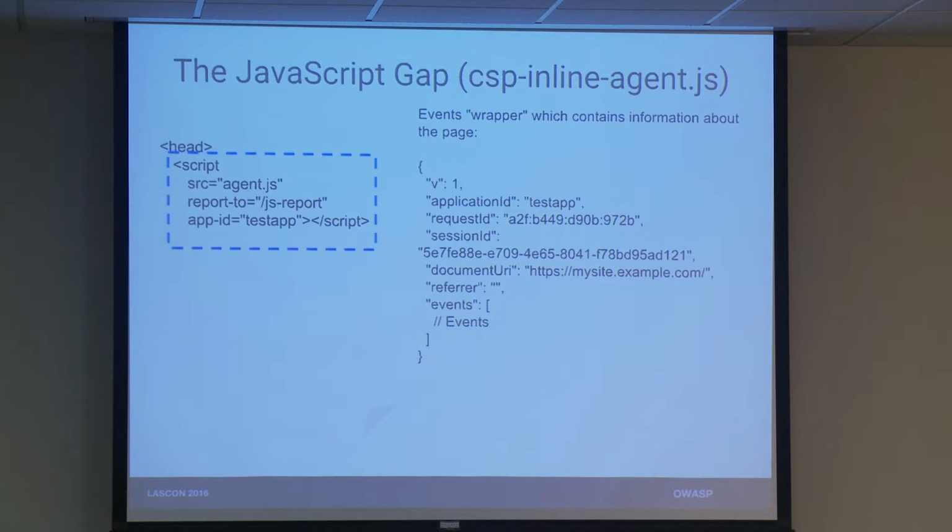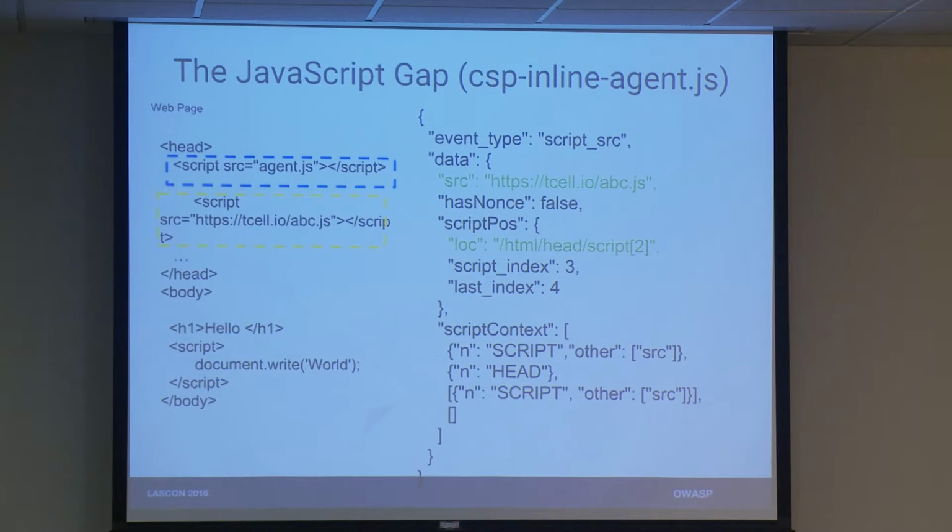And so it collects some meta information as a sort of wrapper around that, and that is a request ID, which is a random ID per page load, a session ID, which it keeps in local storage, and a document URI, and the referrer if it's available. And then there are various events. So there might be a script source event, which tells you that a page loaded a JavaScript from a source other than self. And so you can keep track of that domain and where it's located in that page.